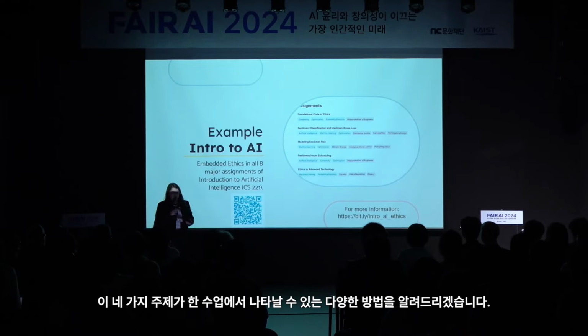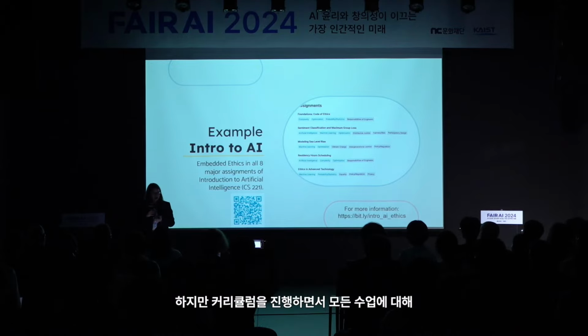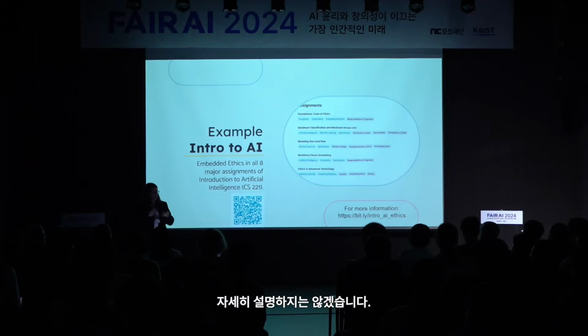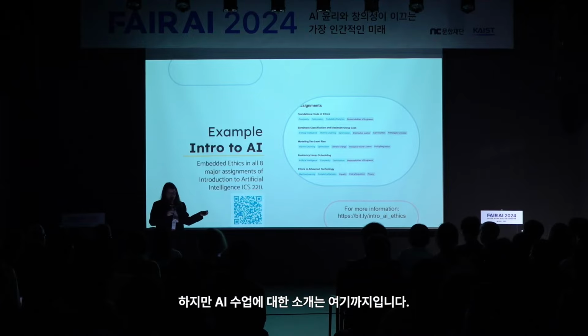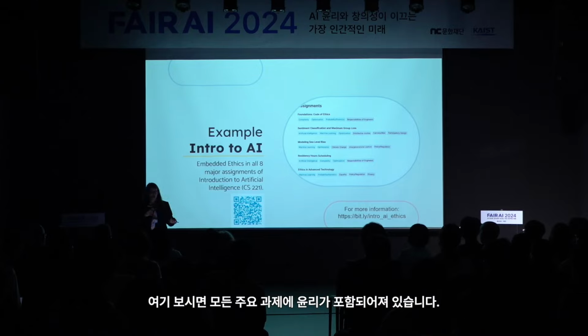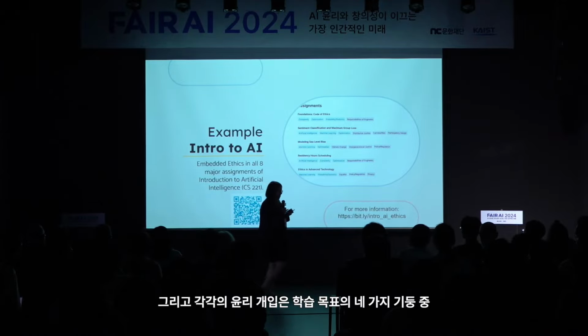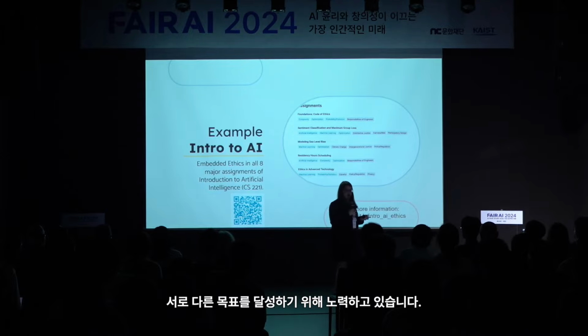So this is just to walk you through all the different ways that these 4 pillars can appear in one class. But as we go through the curriculum, we try to do an equally thorough approach with all of these classes. So I won't walk you through in as much detail, but here's the Intro to AI class. And you can see, again, we have ethics in all the major assignments. And each of those ethics interventions are trying to bring about different of those 4 pillars of the learning goals.